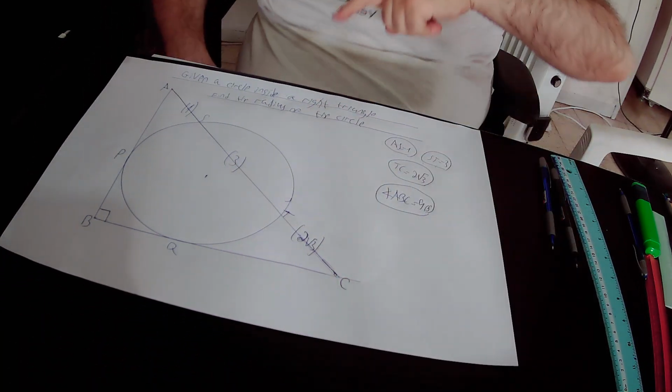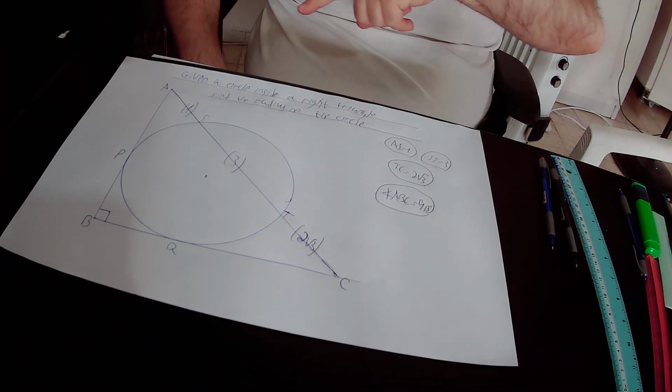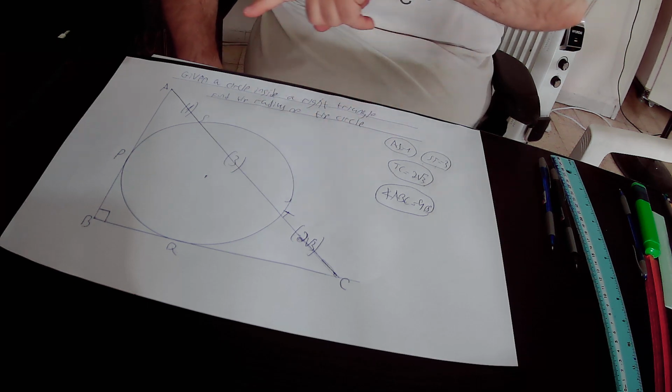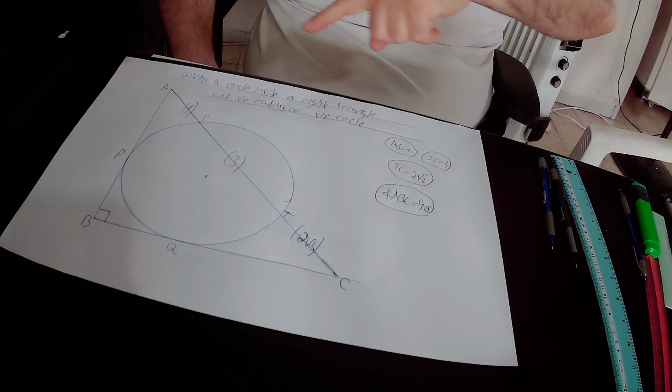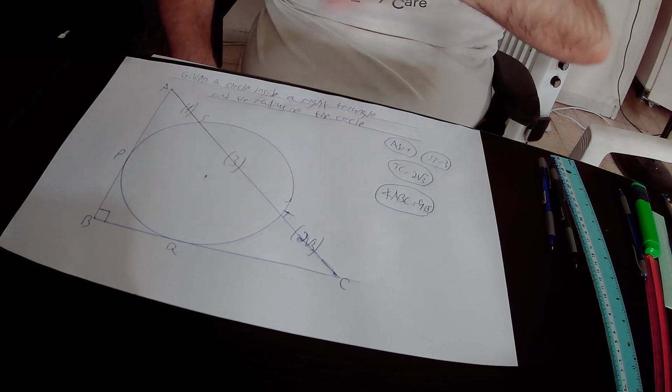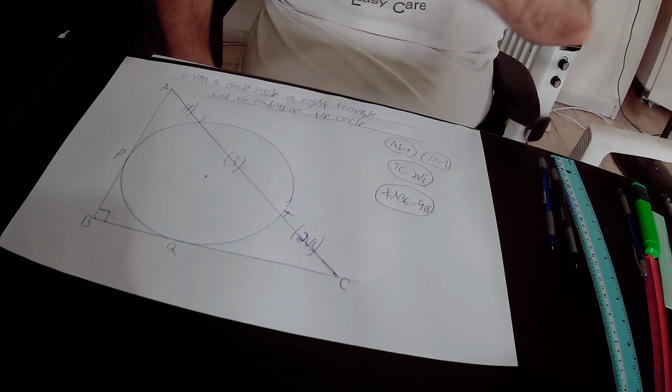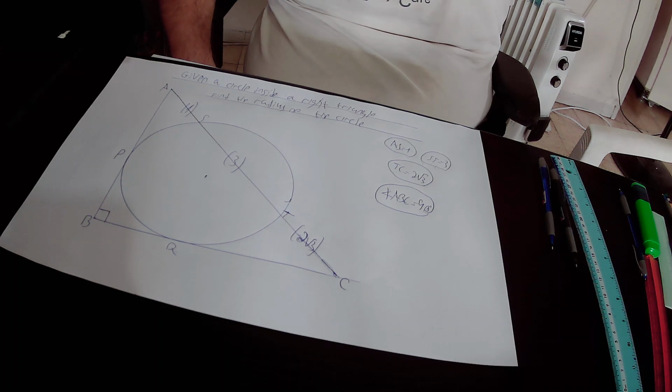Now, in this lecture, we find out the radius of a circle. In the drawing, we have triangle ABC. Triangle ABC is a right triangle. Inside this right triangle, we have this circle, and our mission is to find out the radius of this circle.